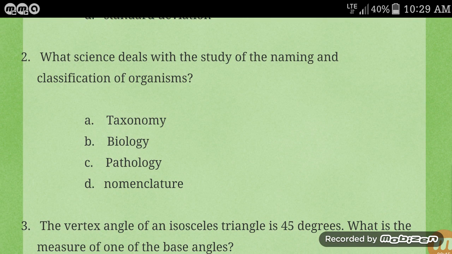What science deals with the study of naming and classifying organisms? Of course, it's taxonomy.